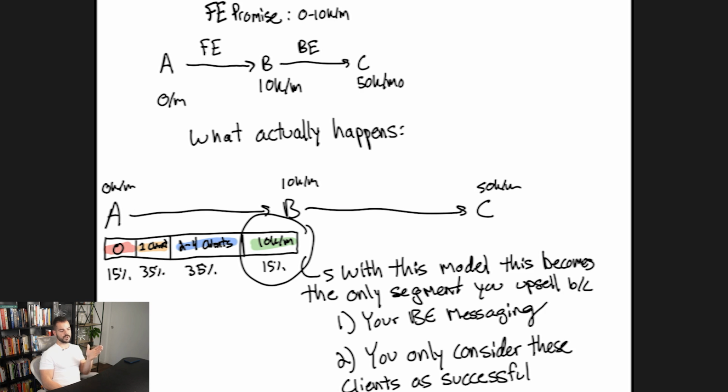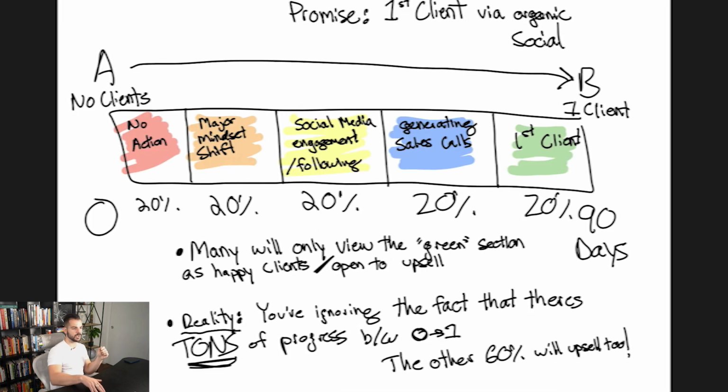Now, let's say another 35% of your clients get 2 to 4 clients. And then let's say the final 15% do get to the 10K a month. So what most people do is, in their mindset, they set it up like I have above here. And then they're like, okay, great, I can only sell this 15% segment into my backend because those are the only people that qualify. And then when your backend messaging is all systems, fulfillment, and scaling to take you from 10 to 50, you basically just excluded 85% of your clients. All right.